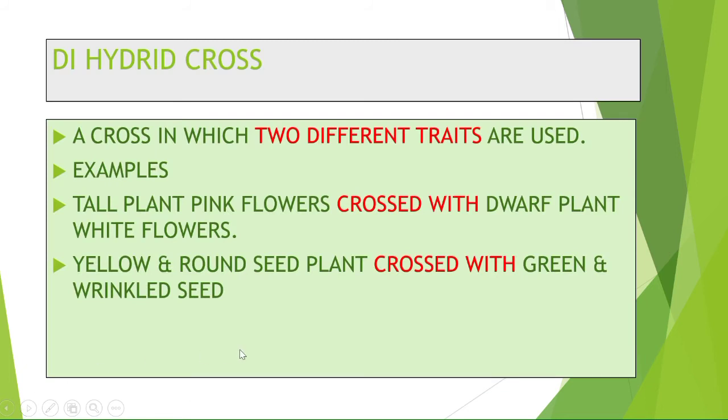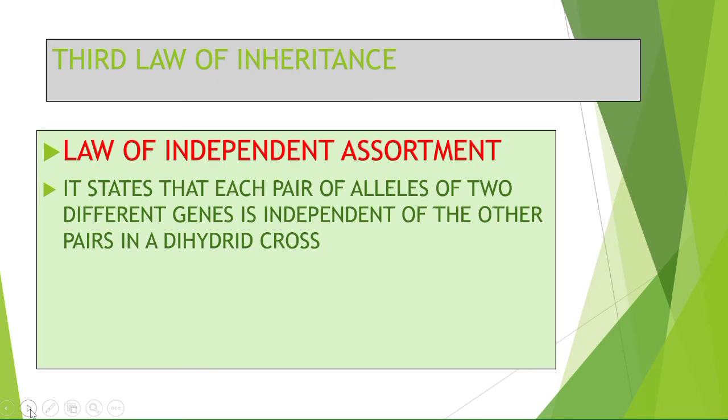Dihybrid cross. A cross in which 2 different traits are used is called a dihybrid cross. Example: tall plant with pink flowers crossed with dwarf plant with white flowers; yellow and round seed plant crossed with green and wrinkled seed plant. Now, third law of inheritance, law of independent assortment. It states that each pair of alleles of 2 different genes is independent of the other pair in a dihybrid cross.